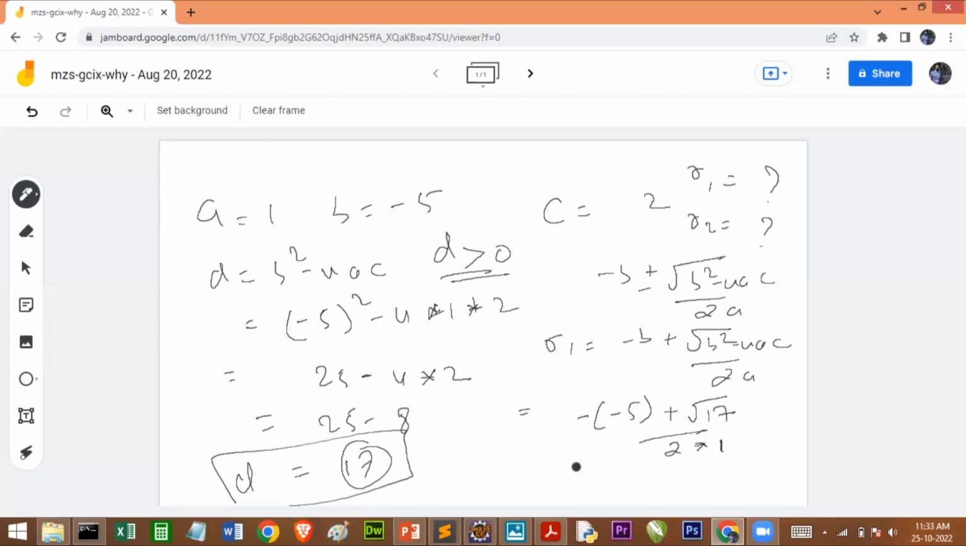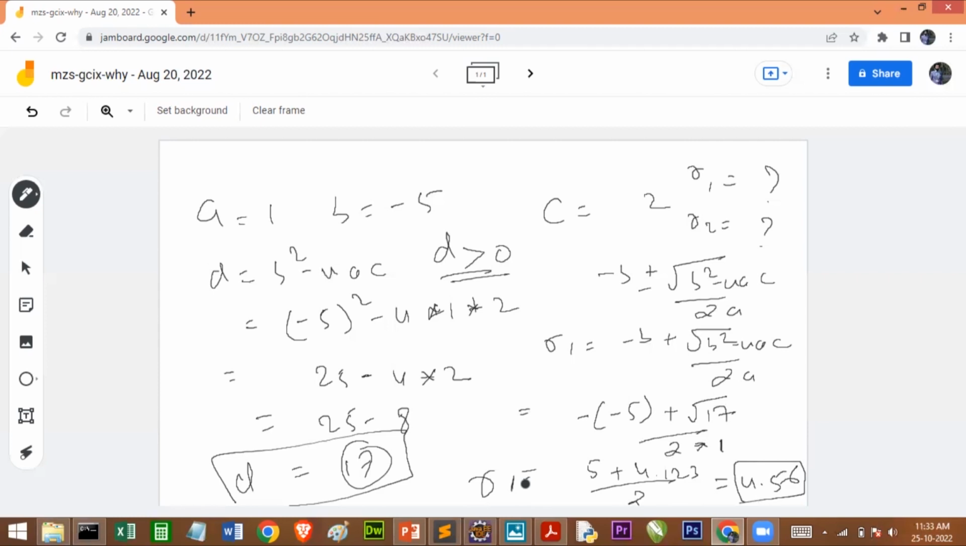So I will get, so minus into minus is plus 5. So the square root of 17 is 4.123, okay, divided by 2. So if you perform this, you will get 4.56. Okay, this is the R1 value.